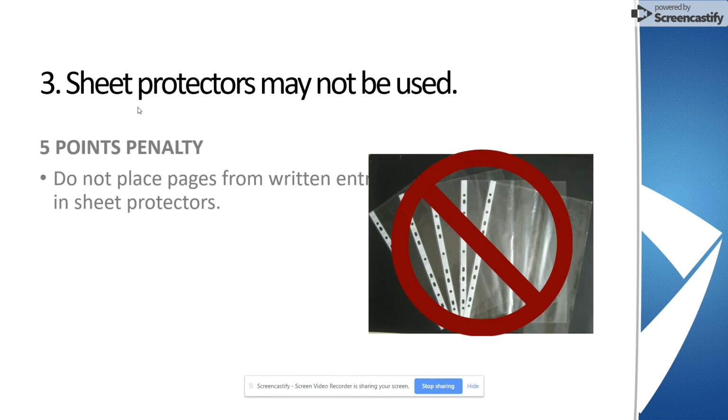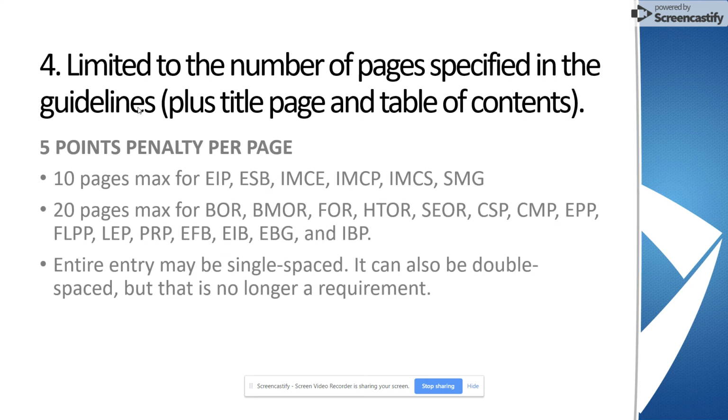This is another one that you don't really have to worry about, but don't bring anything in sheet covers. This is a common one that we have to pay attention to. First off, it's 5 points per page. So for example, if you have a 10-page project, which would be some of the integrated marketing campaign events, as well as some of the startup business events, you are limited to 10 pages. So if you were to go to 11 pages, that would be 5 points. Even if it's a mistake by page numbering, you would be penalized 5 points for each extra page. Same goes for our 20-page projects.